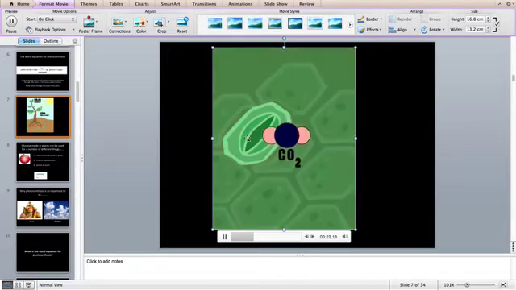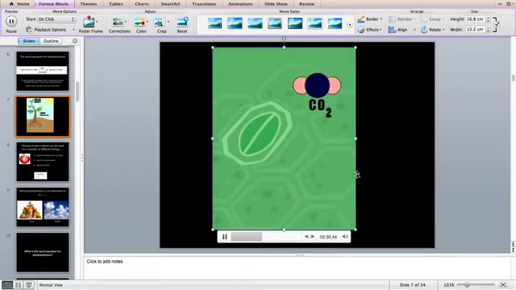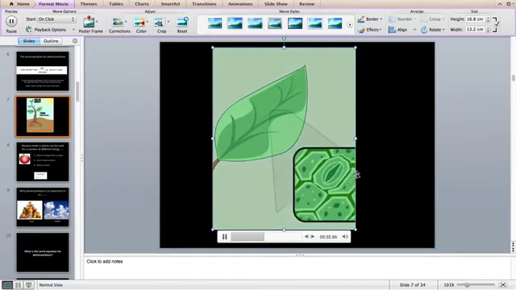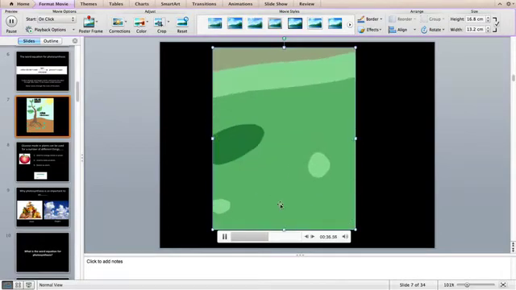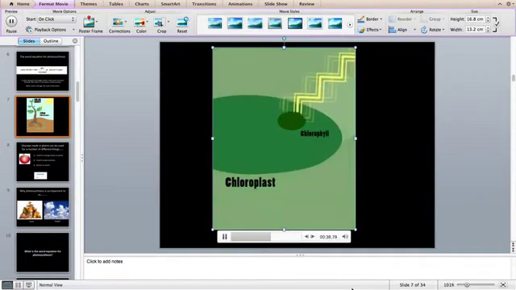These are the stomata here, girls. These are tiny little holes on the underside of the leaf that take in the carbon dioxide. So carbon dioxide is entering the stomata, as you can see. And then inside the chloroplast is where the magic happens. So there's our chlorophyll pigment, our green pigment, absorbing the light energy from the sun.